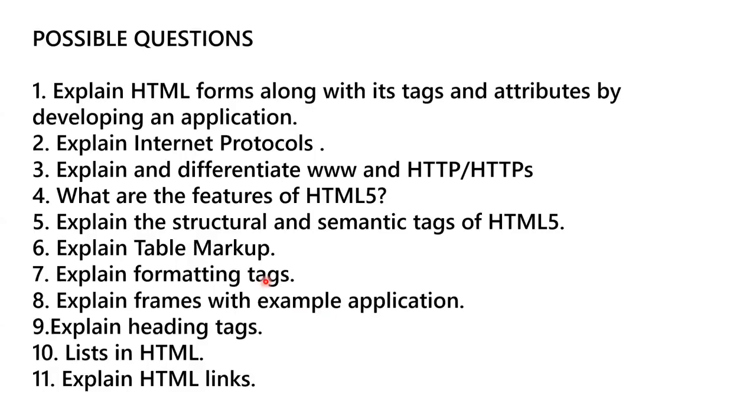Heading tags, again, there are 6 heading tags, and lists in HTML include ordered and unordered lists. An ordered list will be in numbered format. Bullets will not be included; in that case, numbering will be given. An unordered list includes different types of bullets, bulleted points. And next is: explain HTML links.